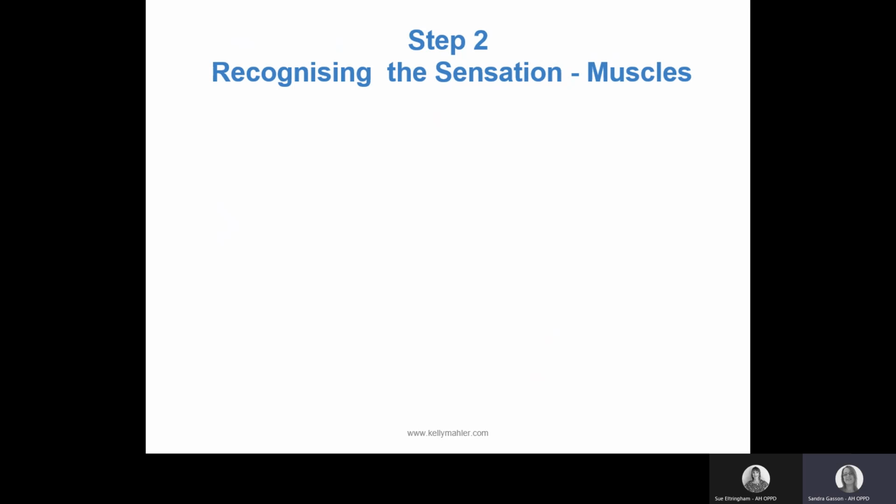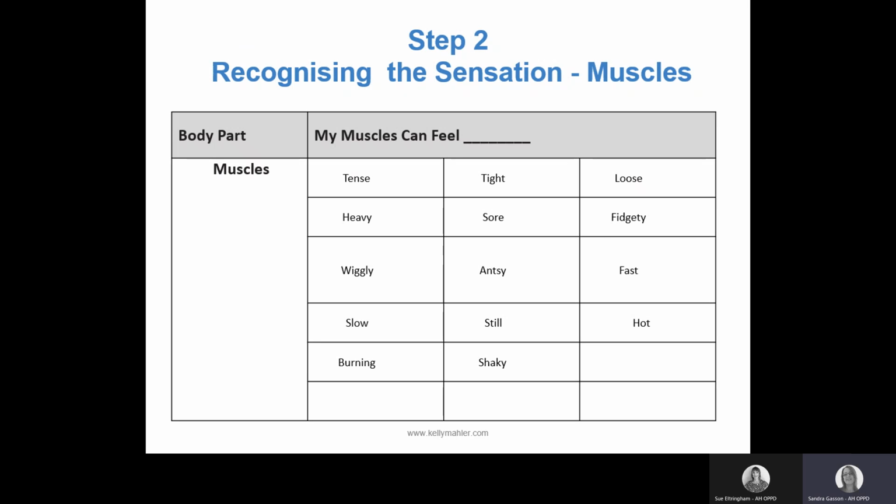So maybe you could think about how your muscles feel when you've done some physical activity. Do they ache? Could you use that word to describe them? So let's look at some more words. You could use possibly words like these: tense, tight, loose, heavy, sore, fidgety, wiggly, antsy, fast, slow, still, hot, burning, shaky. Did you come up with any of these words?